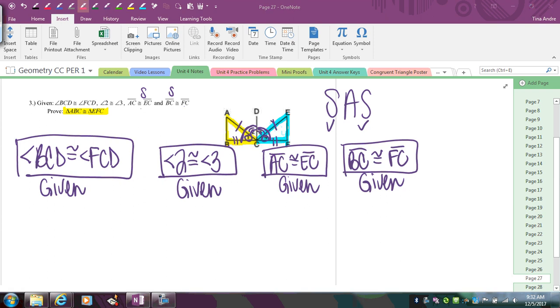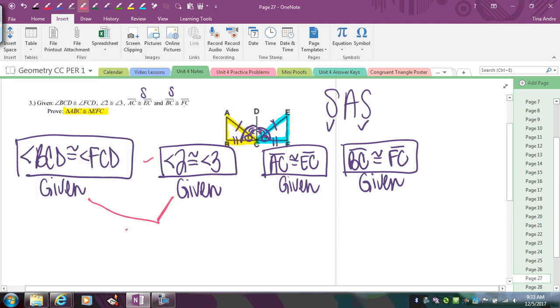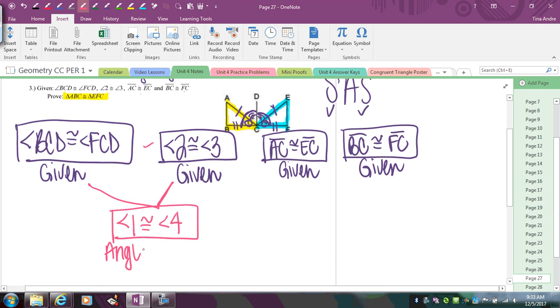And remember, since I know that these whole angles are congruent, if I subtract off 2 and 3 from those, I'll be left with 1 and 4. So basically, if I take these two statements, I subtract them, if I take the whole angle BCD, I subtract off angle 2, I'll be left with angle 1. If I take the whole angle FCD and subtract off angle 3, I'll be left with angle 4. So I can say that angles 1 and 4 have to be congruent by the angle subtraction theorem.